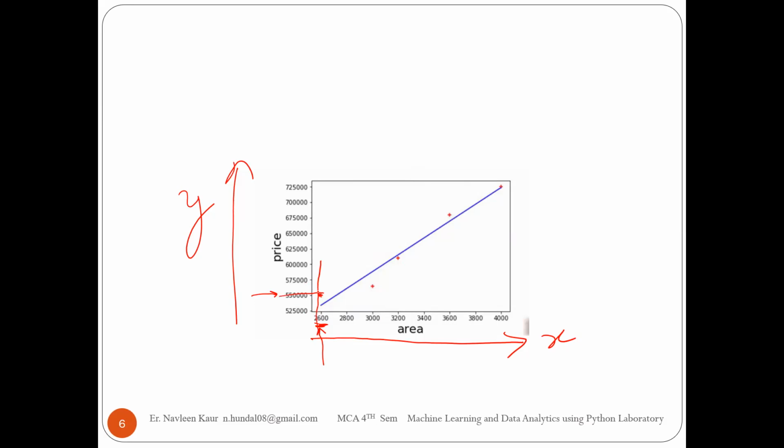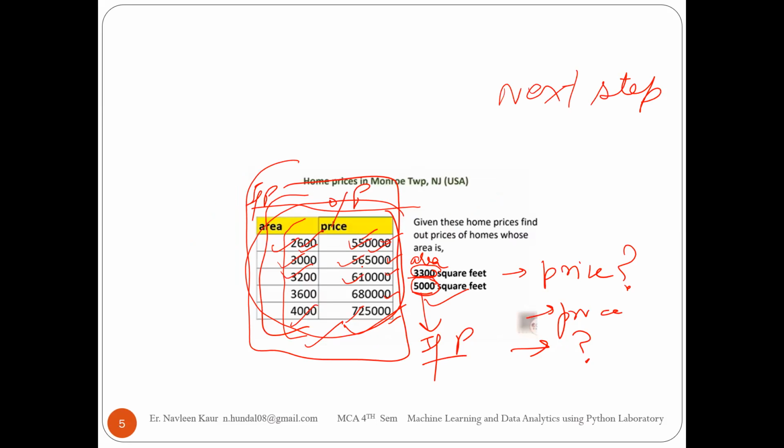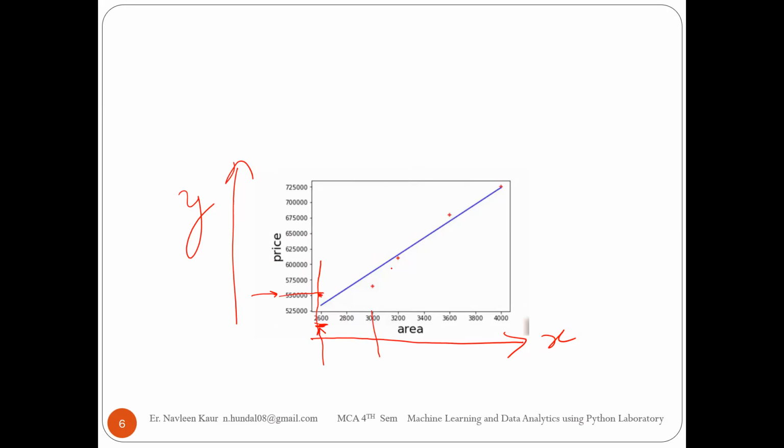It is intersecting here. Okay, next for 3000 area, what was the price? It was 5,65,000. So somewhat here. This is 75,000, so it was low from that. Next is for 3,200 area, the price was 61,000. So this is 60, so it was a bit above that.